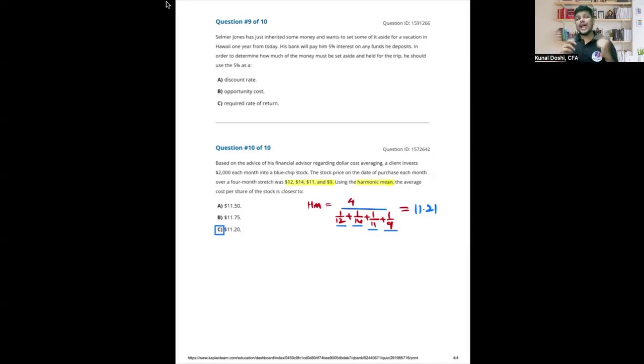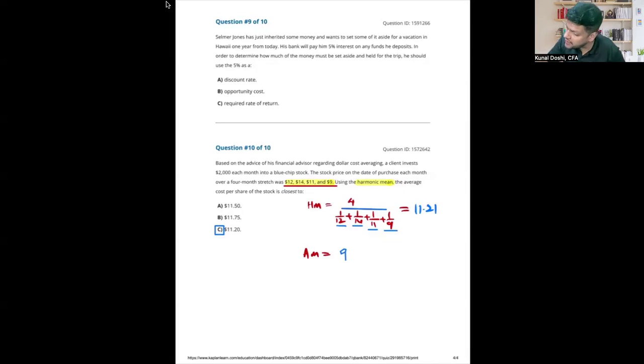But what if I told you to calculate the arithmetic mean of the same numbers? How do I find the arithmetic mean, guys? Simply add all 4 and divide by 4. So let's do 12 plus 14 plus 11 plus 9 divided by 4. You will get 9. Clear? Are you getting 9, everyone?